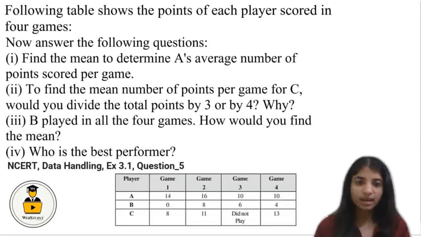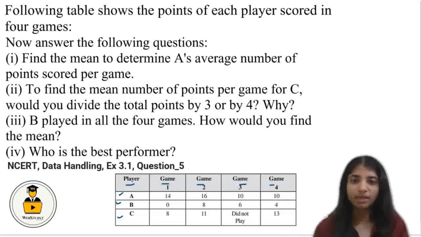So basically here we are given the players' game 1, game 2, game 3 and game 4. We have 3 players, player A, player B and player C, and these are the scores made by player A, by player B and by player C. In the first part we have to find out the mean to determine A's average number of points scored per game.